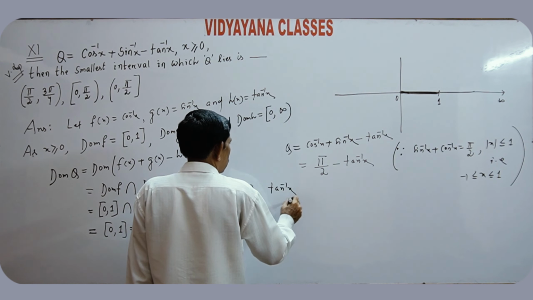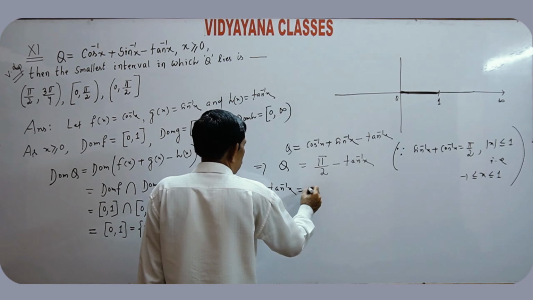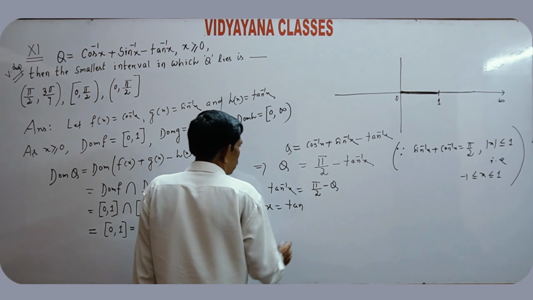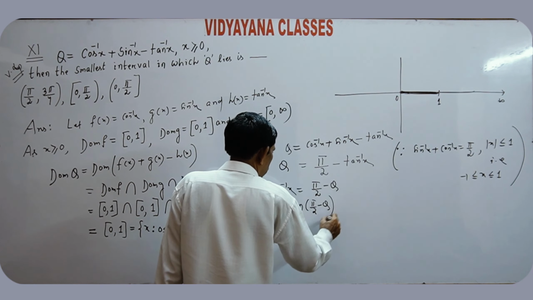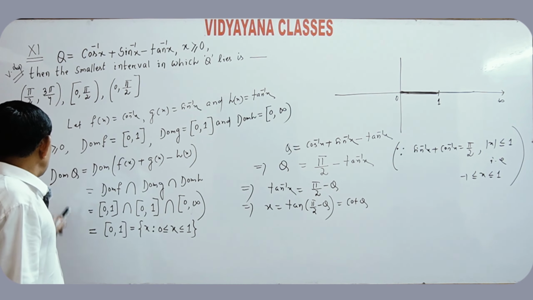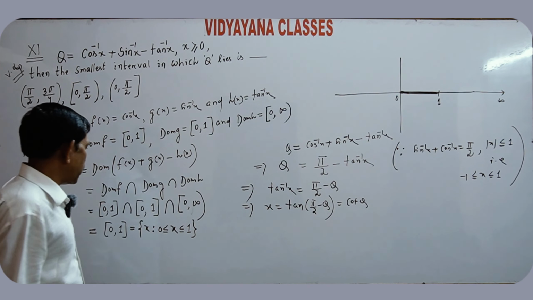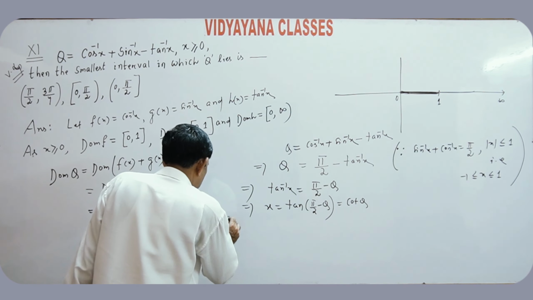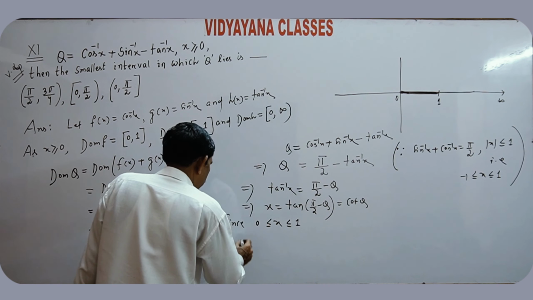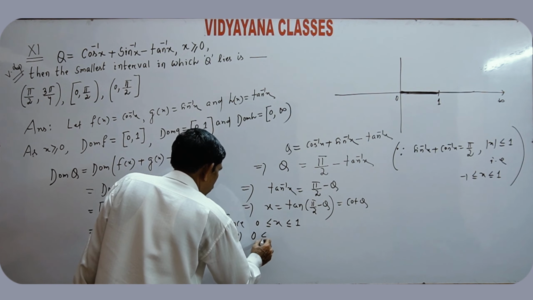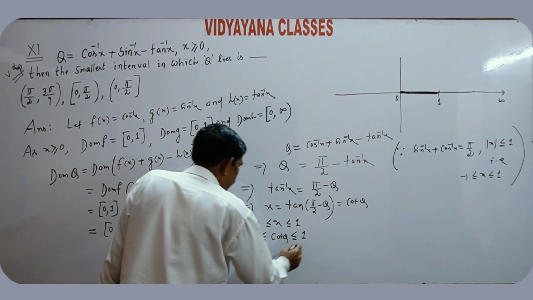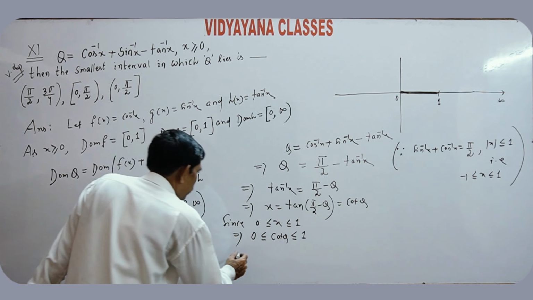Tan inverse x is equal to pi by 2 minus theta, which implies x is equal to tan of (pi by 2 minus theta). Tan of 90 minus theta is equal to cot theta. Domain of theta is [0, 1], that means x greater than or equal to 0, less than or equal to 1. Since x is between 0 and 1, and x is cot theta, 0 is less than or equal to cot theta, less than or equal to 1, which implies x is equal to cot theta.